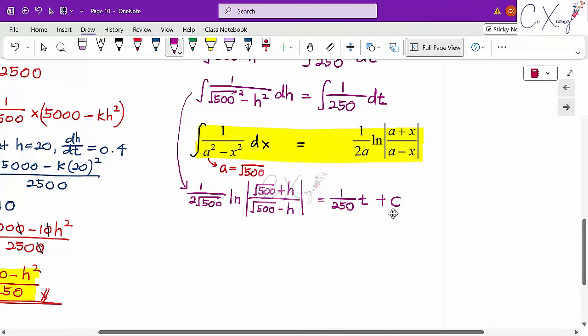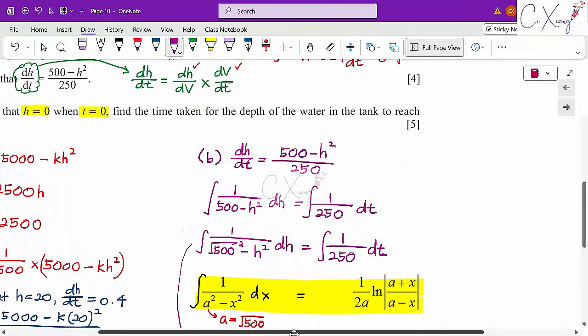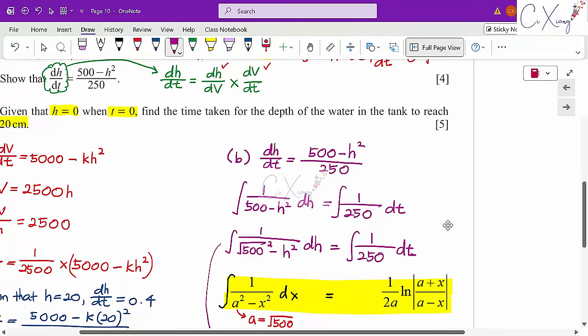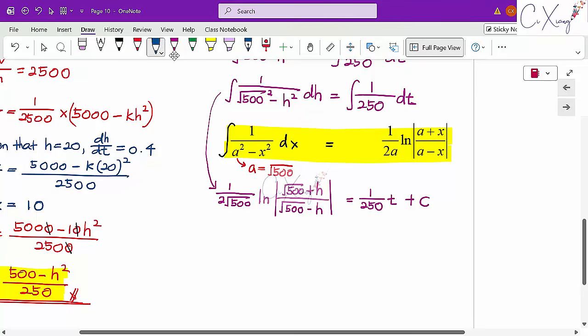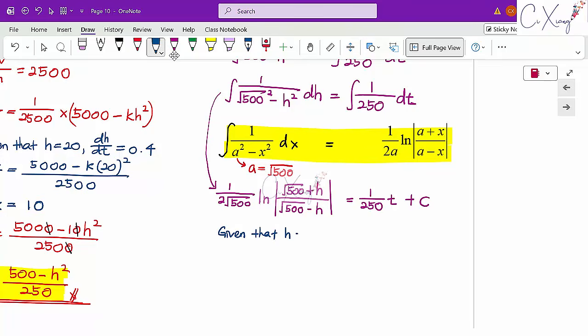How to get the C? Again, they will give us the initial value: when h equals 0, t equals 0. So let's continue from here. Given that h is 0, t is also 0, what will happen to our equation here? We'll be having 1 over 2 square root 500 with a ln 1, that equals 0, plus c. The ln 1 is basically 0 as well. Therefore, your c is 0. Then eventually your equation will be something like this.